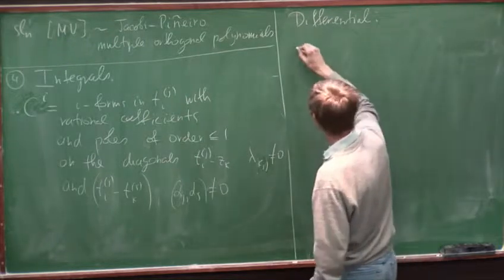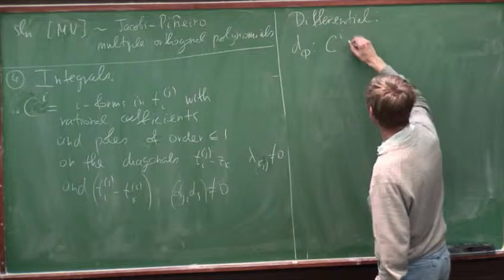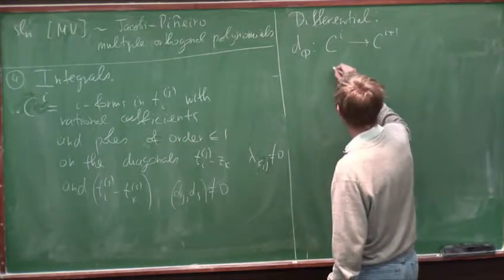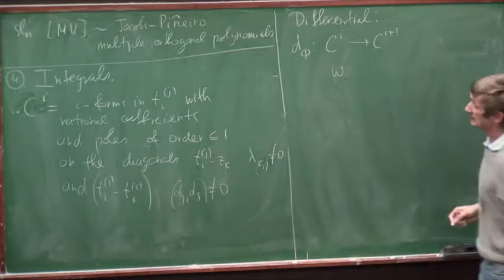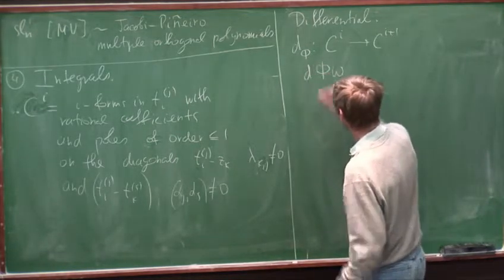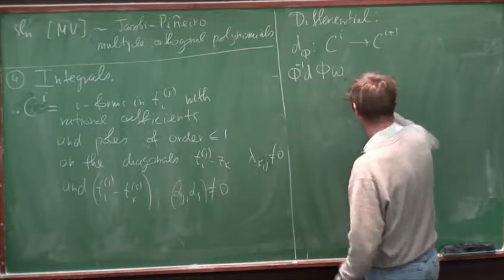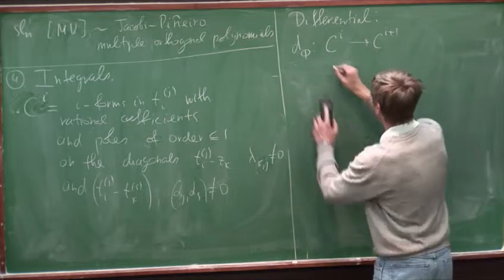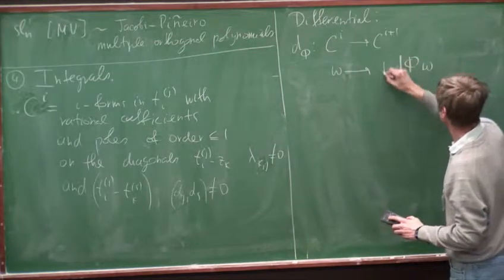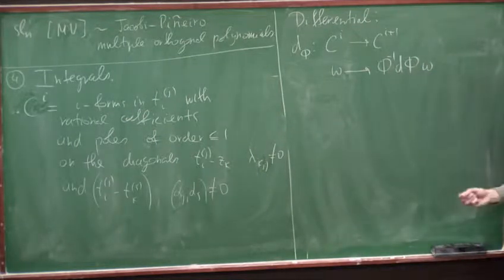And so the differential d phi goes from forms of order I to forms of order I plus 1. And it's very simple. If I have a form omega, then I multiply it by phi, I take the differential, and then I just divide by phi. Omega goes to phi inverse d of phi omega. This is the so-called twisted differential, a very simple thing.